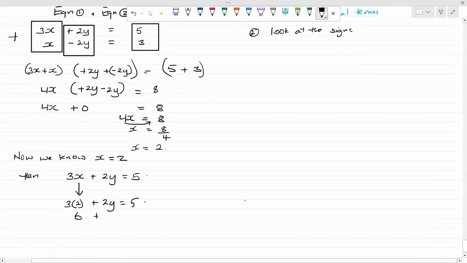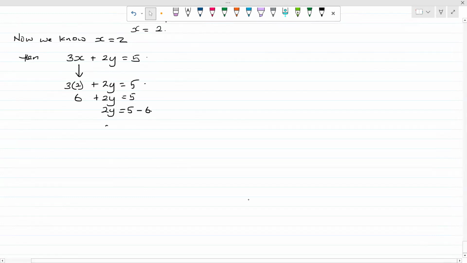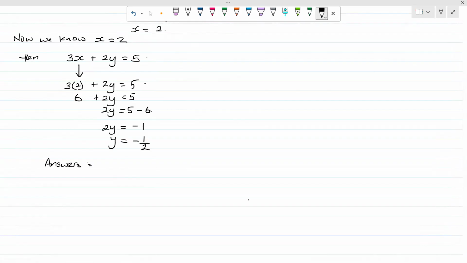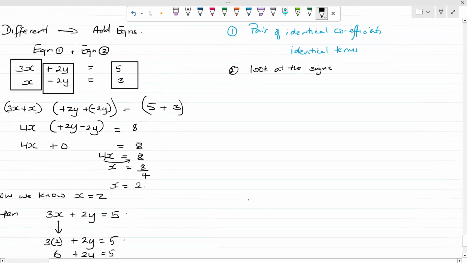3 by 2 will give me 6. And then when I move the 6 across the equal sign, I am going to get -1. And y is going to be -1 over 2, which is -0.5. So my answers are: x is equal to 2 and y is equal to -0.5. So everybody right to that? Yeah?